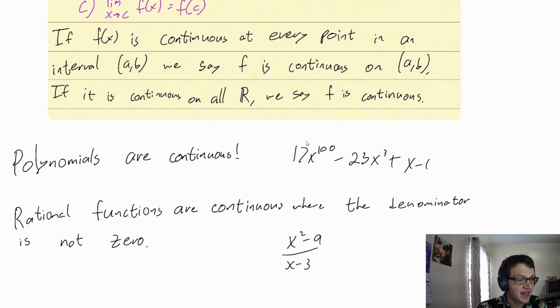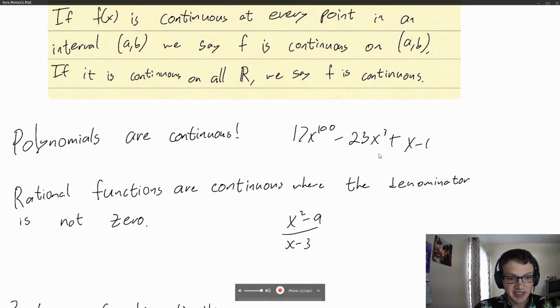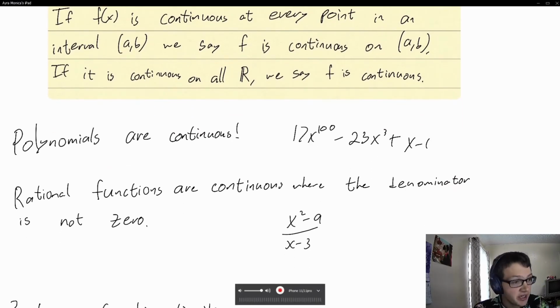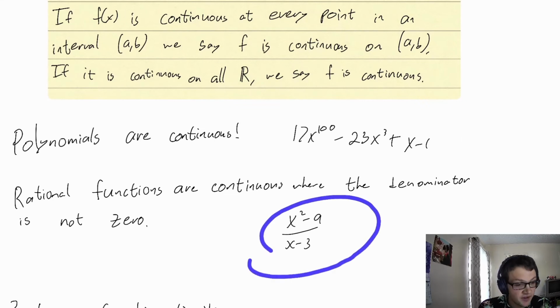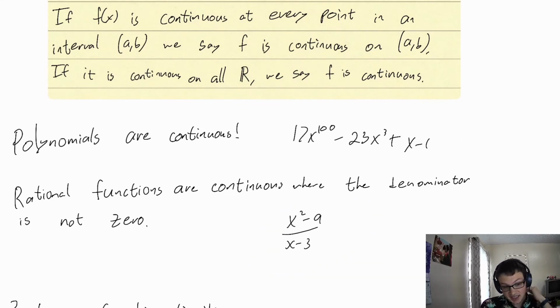So some fun facts. Polynomials are continuous. Oh, let me move my mouse pointer off the screen. Polynomials are continuous. So something like this, 17 times x to the 100 minus 23x cubed plus x minus 1. It's really hard to compute, but we know it's continuous because it's a polynomial. And 2, rational functions are continuous, where the denominator isn't 0. So let's think back to this rational function we just found the limit of. This thing is going to be continuous as long as we're not at 3, where the denominator is 0.